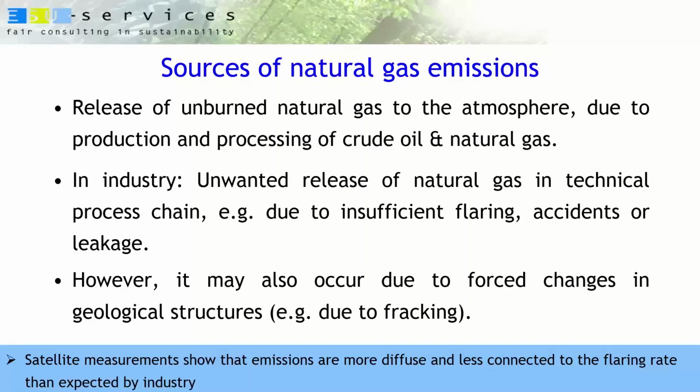And this was, of course, not possible at the last relevant update at the beginning of the 2000s. These satellite measurements show that emissions are much more diffuse and less connected to the flaring rate than expected by the industry. You might also have heard about the Nord Stream 1 and 2 accident or rupture, and immediately it was possible with satellites to measure the amount of methane coming from these sources.